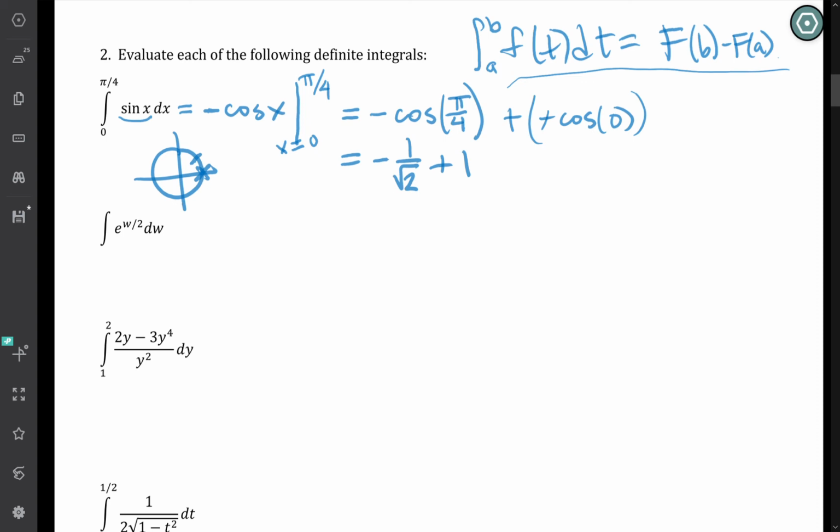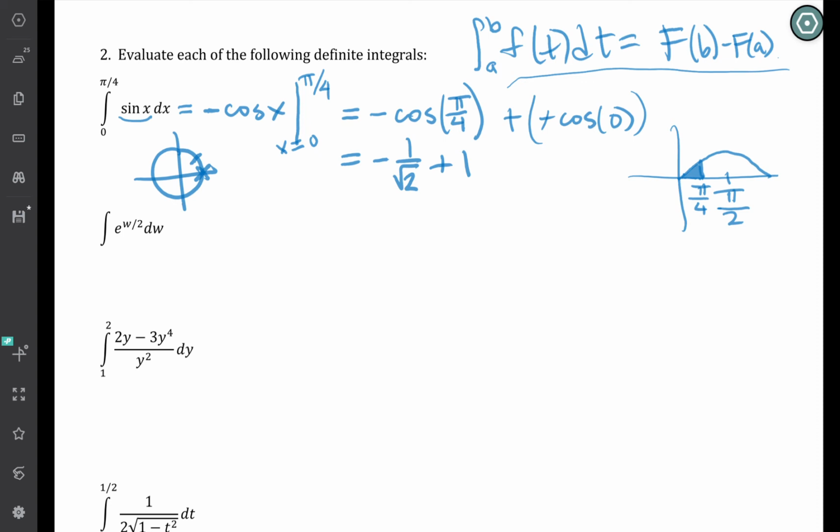And I want you to realize that what we've just discovered is that if we look at this graph of y equals sine x, and we go from 0 to pi over 4 and accumulate and count up all that area, what we will get is 1 minus 1 over the square root of 2, or 1 minus root 2 over 2. So we can now find by hand exact answers to the area question we've been working on.